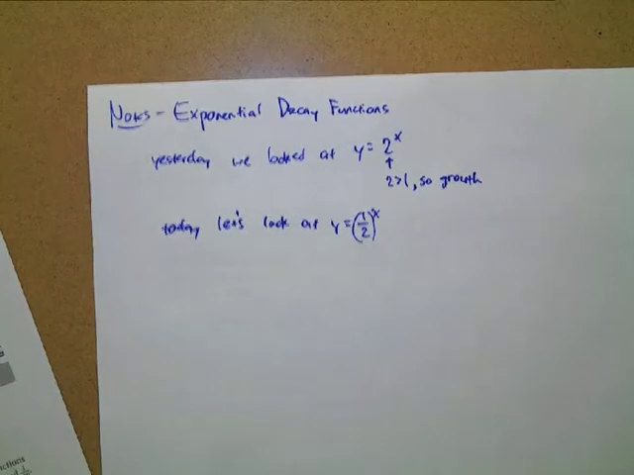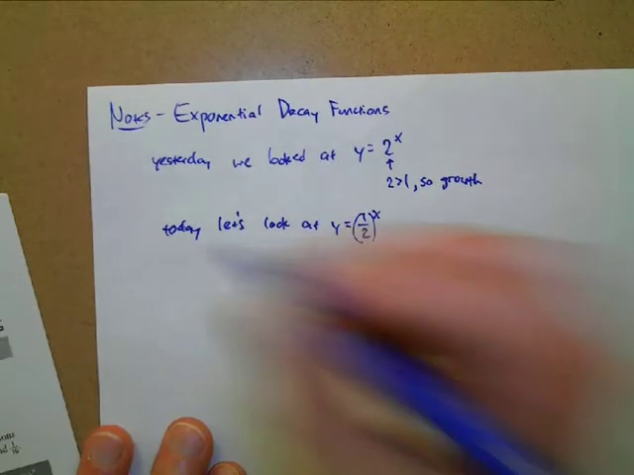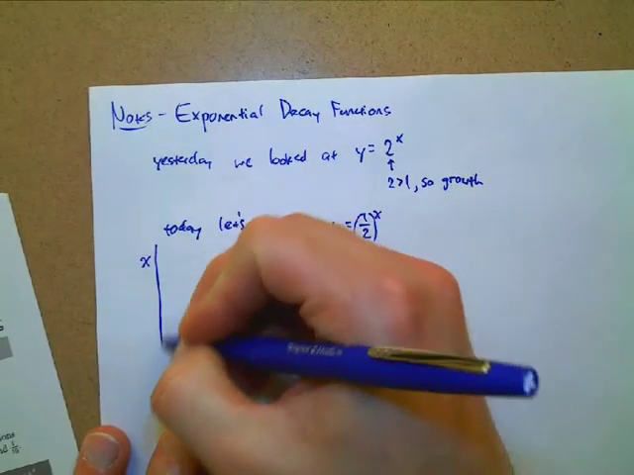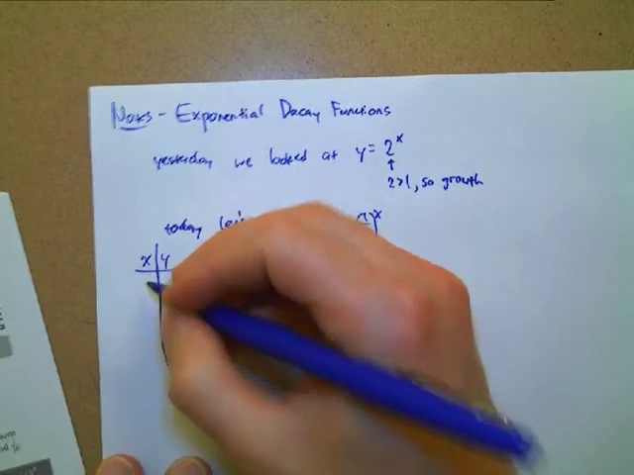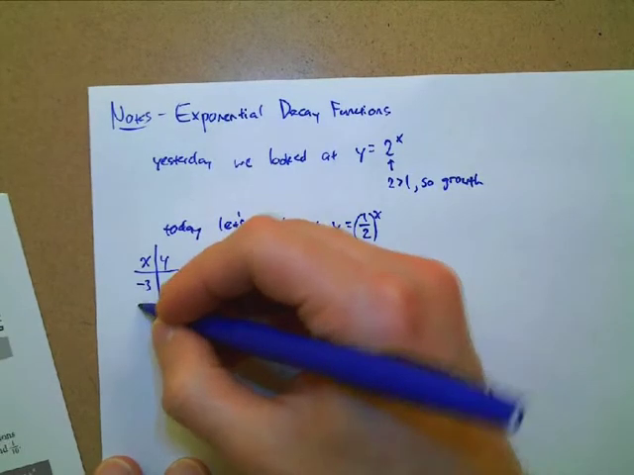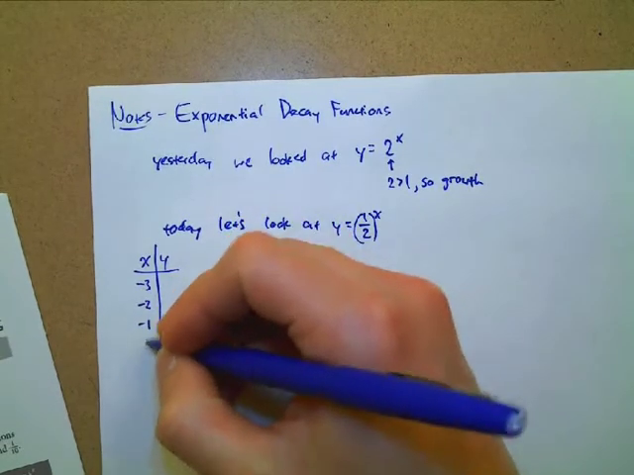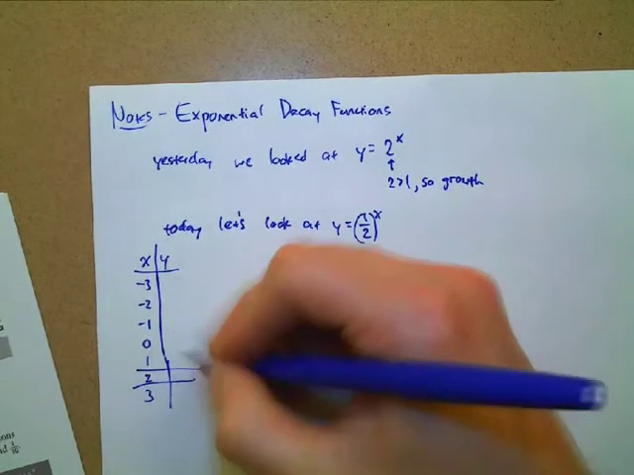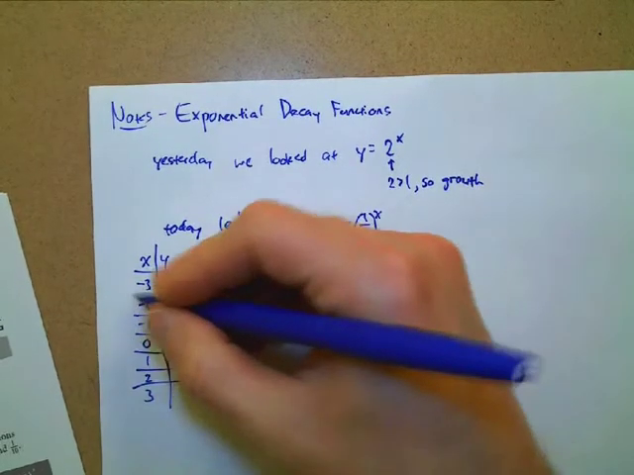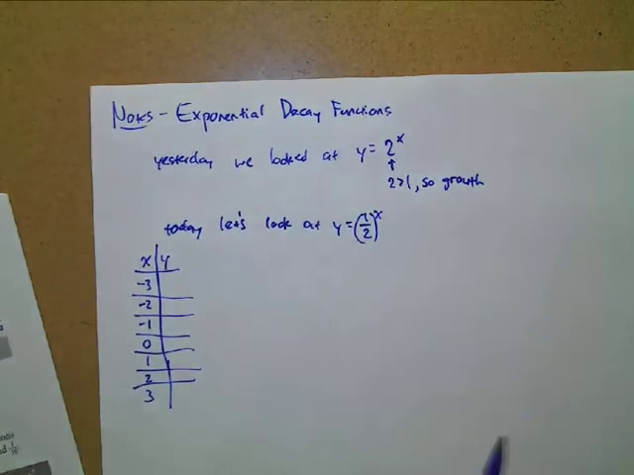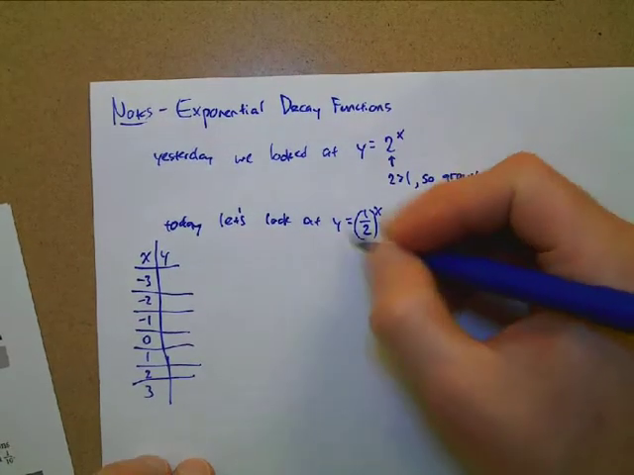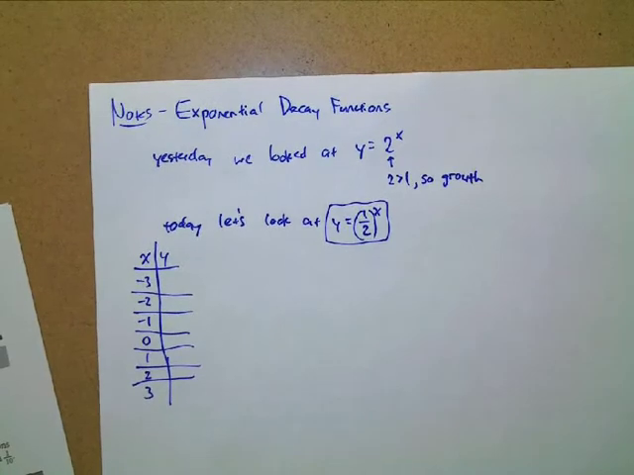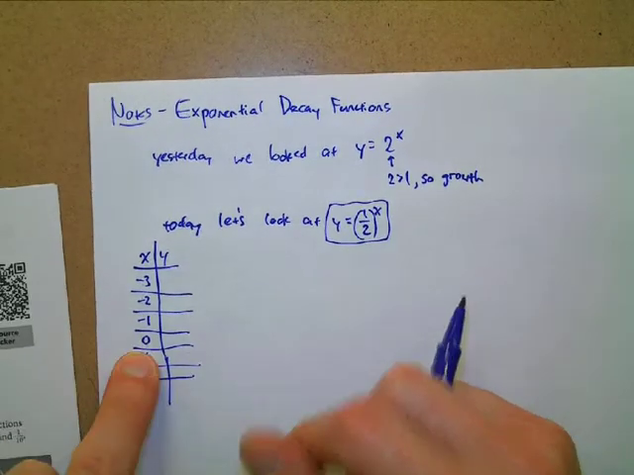And let's see what we get here. Again, I'll make a little table, a vertical table here. Let's just use the same values we did yesterday: -3, -2, -1, 0, 1, 2, 3. Again, this is for y equals 1/2 to the x. Let's start with the easier ones.